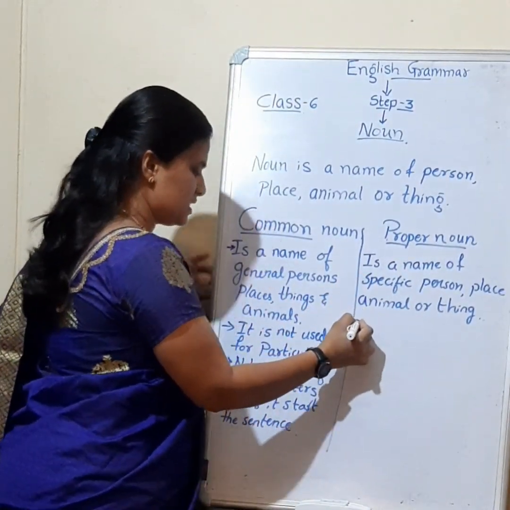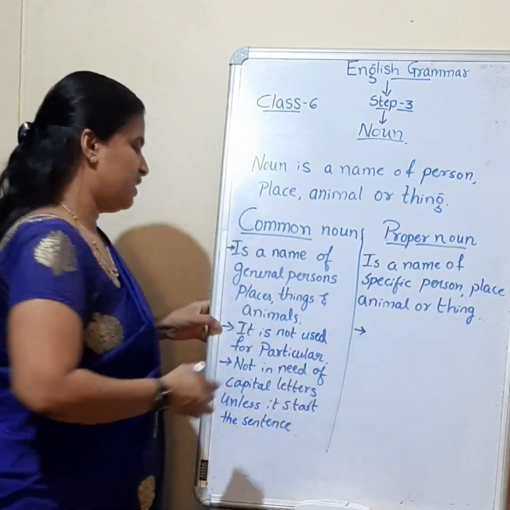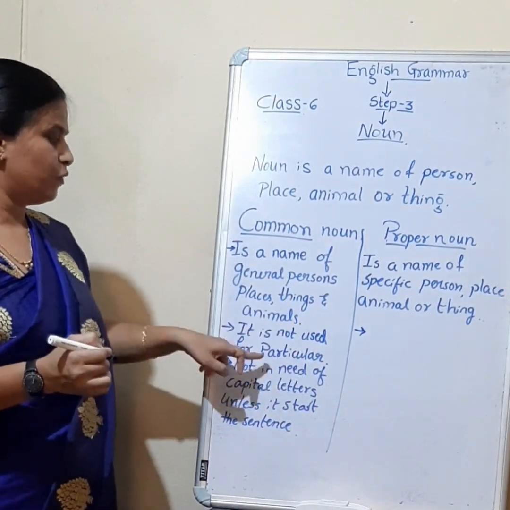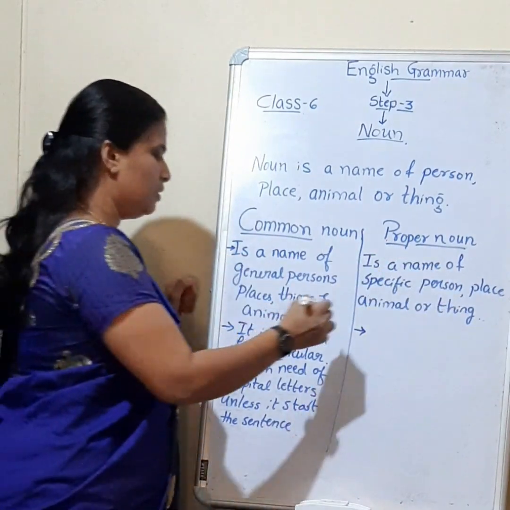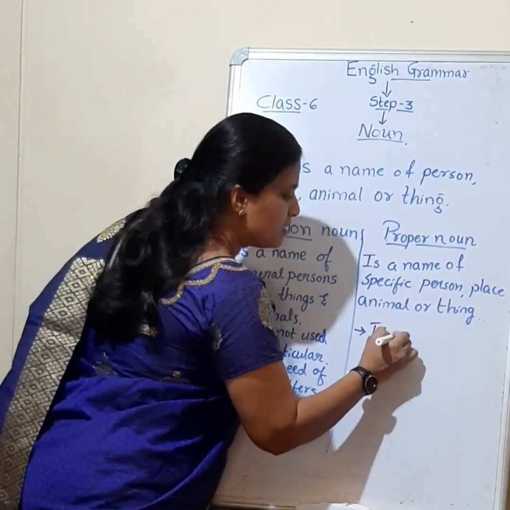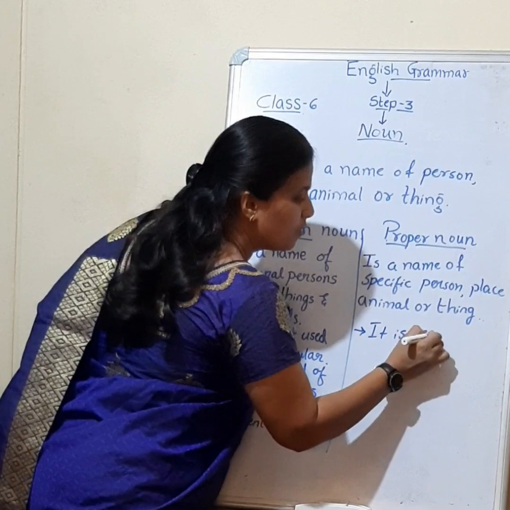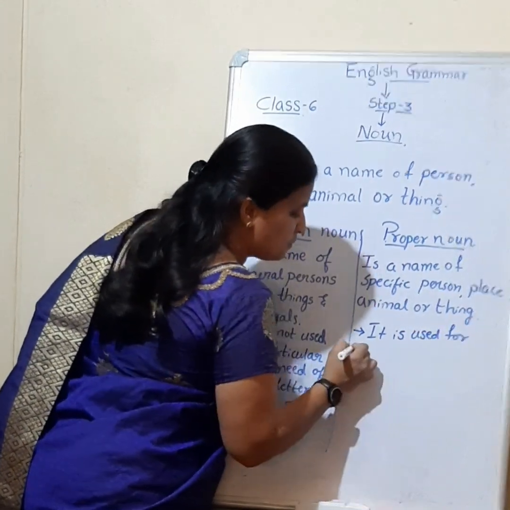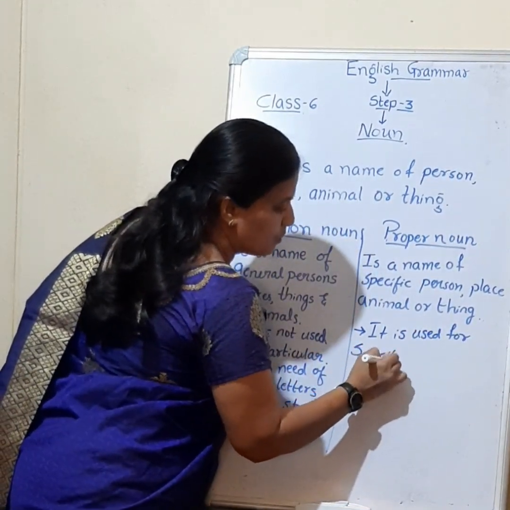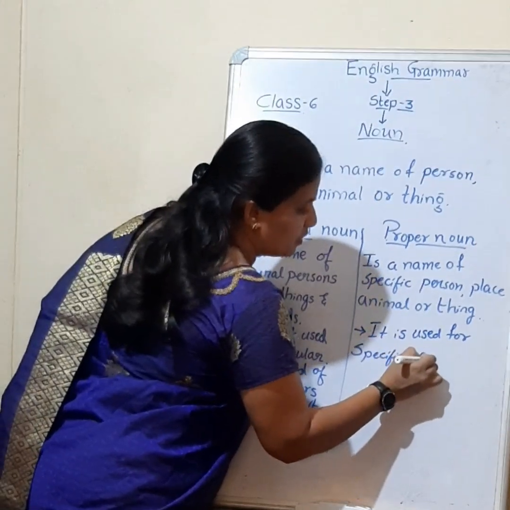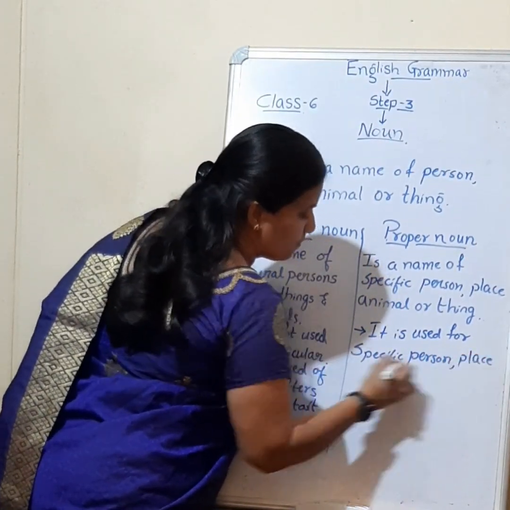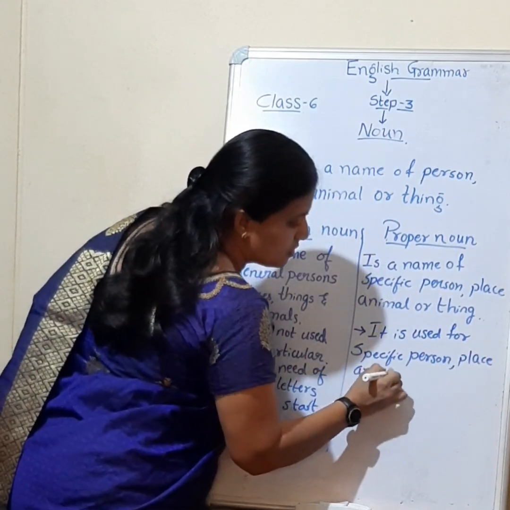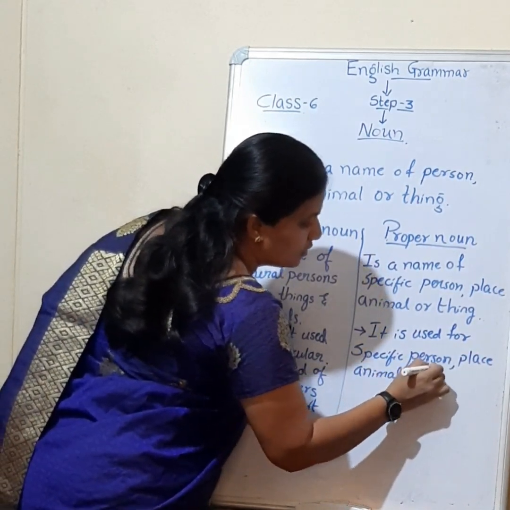So let us have a second point here. It is not used for particular things, as we have said, in a common noun, whereas a proper noun is used for a specific person, place, animals or things.